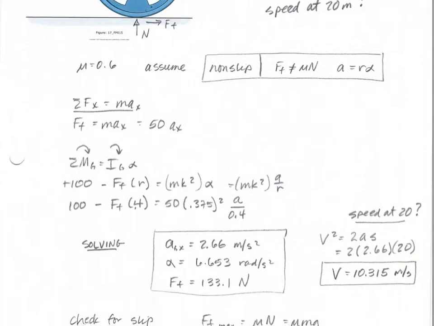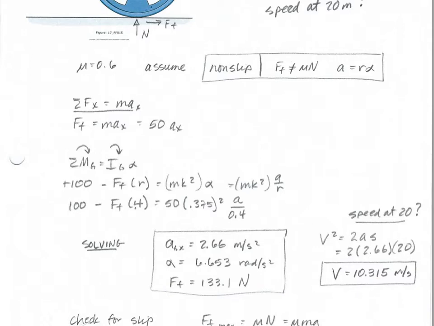So not very hard to do that. You can see that those are the numbers, 2.66. Alpha is 6.6 and force of friction is 133. If we take that constant acceleration, which is that, and plug it into a constant acceleration equation, we can see that the speed at 20 meters is going to be about 10.3 meters per second.